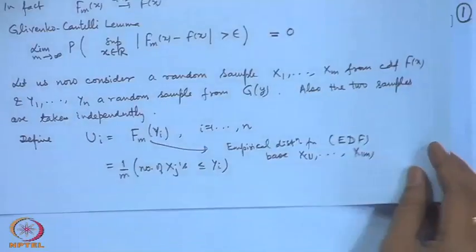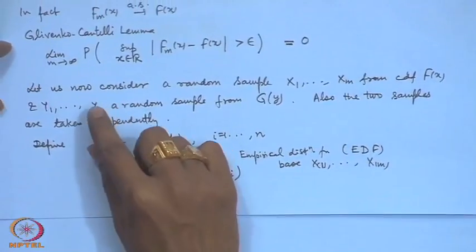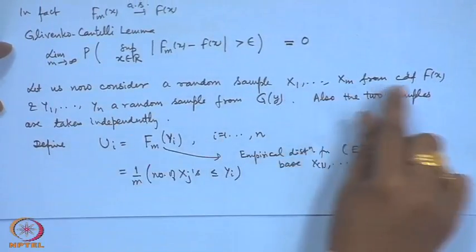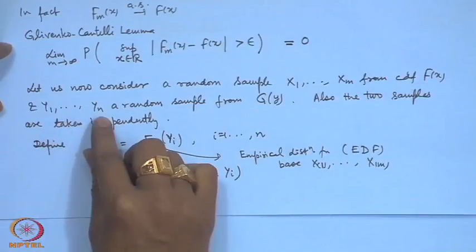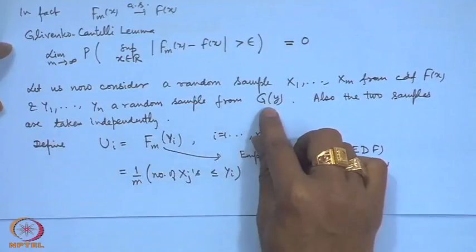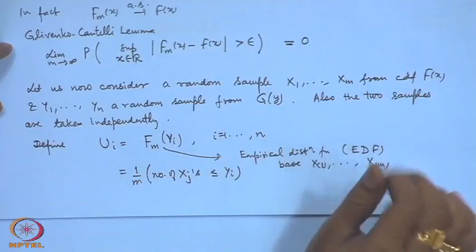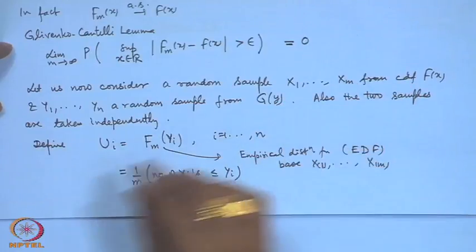In the previous lecture, I had defined two types of statistics. Let me recall those things. So, we are considering that a random sample x 1, x 2, x n is taken from a CDF F x, and y 1, y 2, y n is a random sample from a CDF G y, and we also assume that the two samples are taken independently.